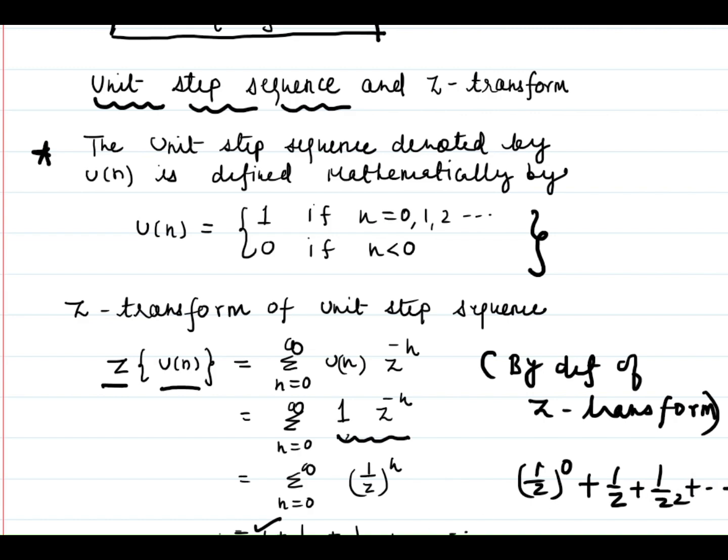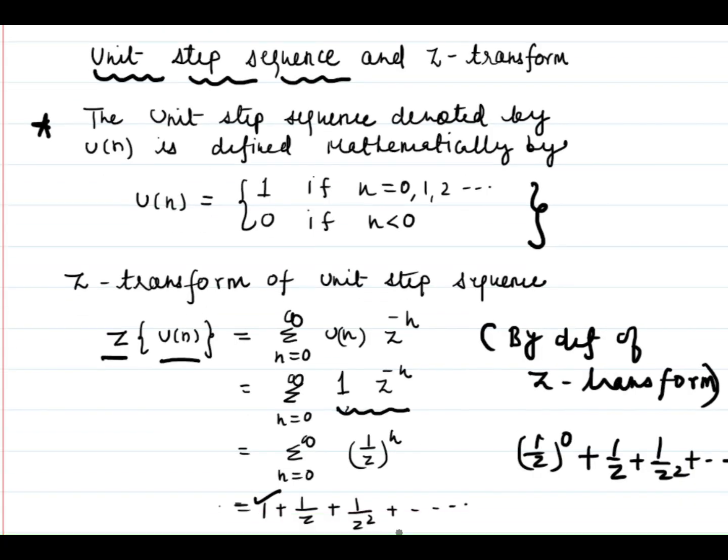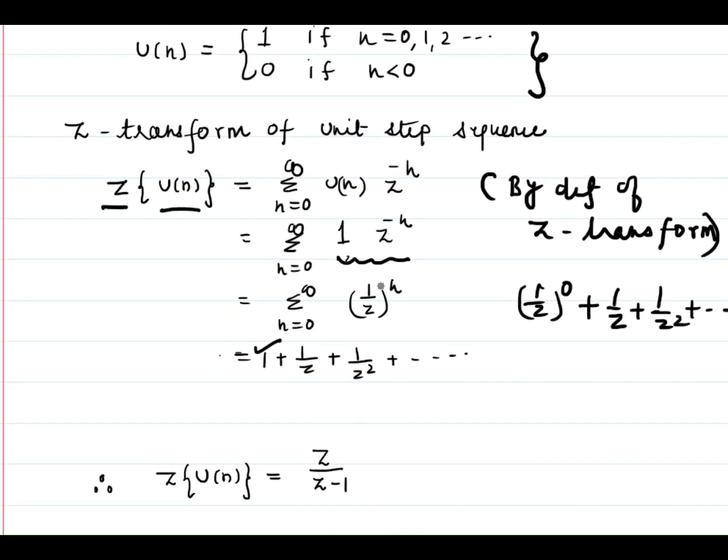So in this way you will get this value. And we know this value can be written as z upon z minus 1. How can we write it? Because this is actually 1 minus 1 upon z to the power minus 1. And if we take the LCM, we can write this as z minus 1 upon z to the power minus 1.